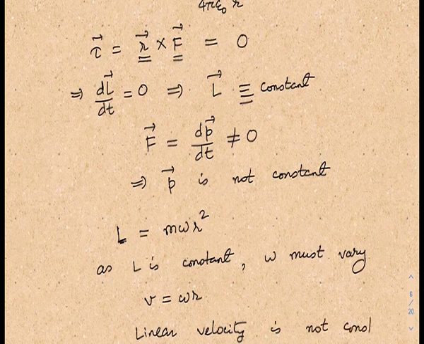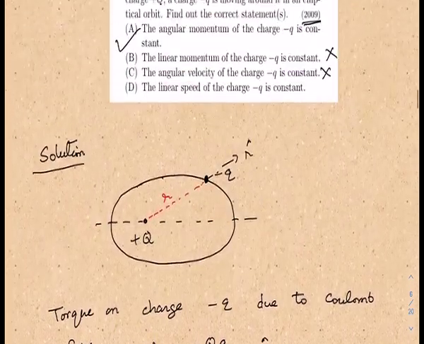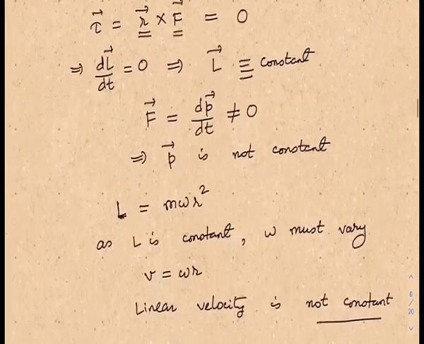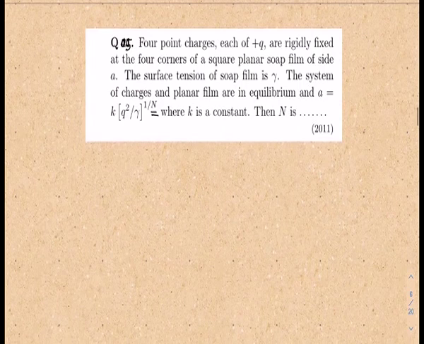So what we can then say is that option D is also not correct. Only one option is correct, and that is option A. Okay, now let us do this problem.